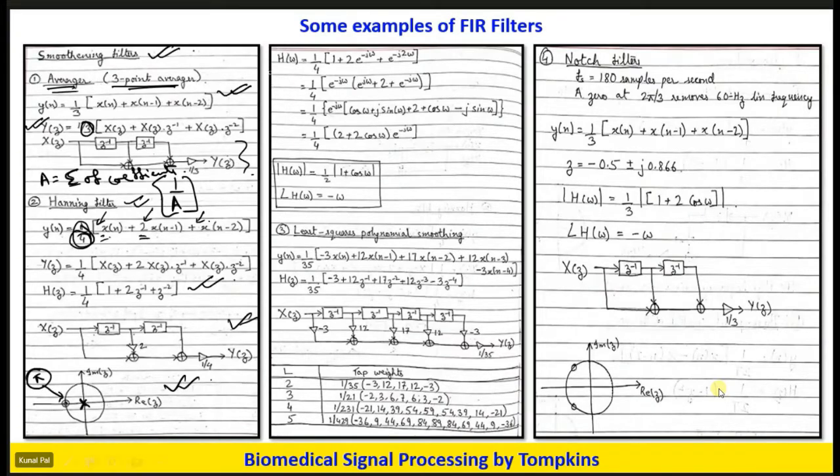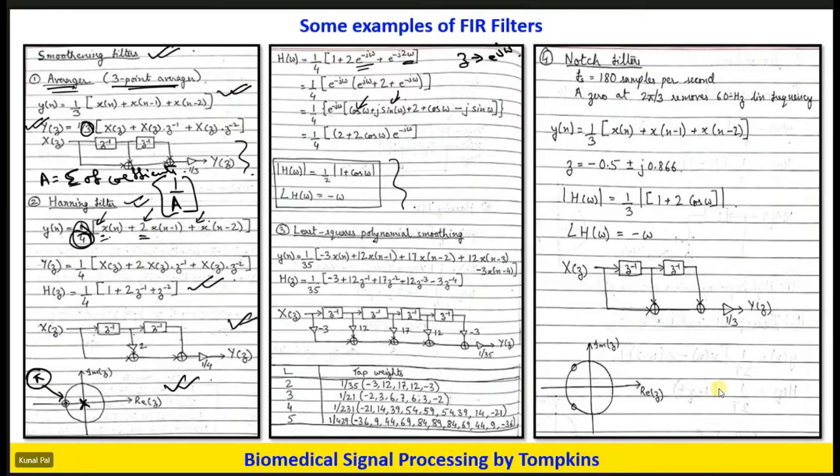Now if you want to find out the frequency response of this filter, as I have already discussed, we will just replace Z with e to the power j omega. You find out these terms, then convert them into cos and sine omegas, and then you will be able to find the response. Now, what is the amplitude response and what is the phase response of the filter?